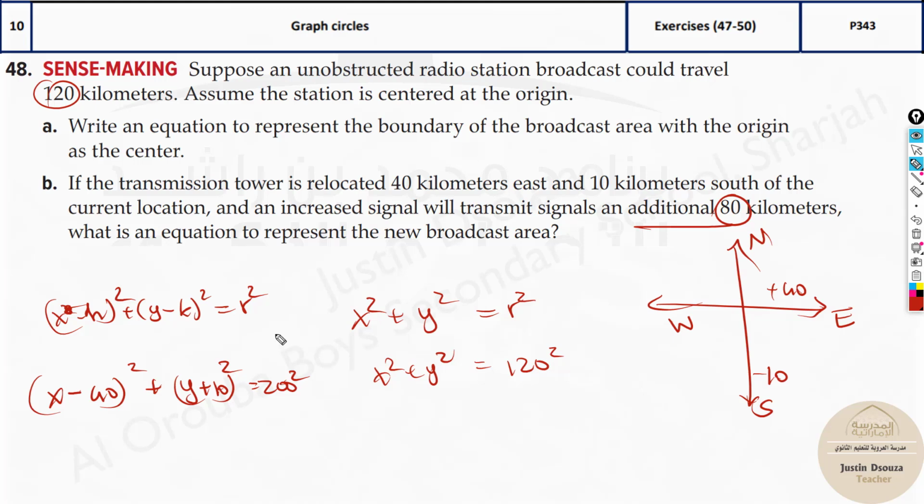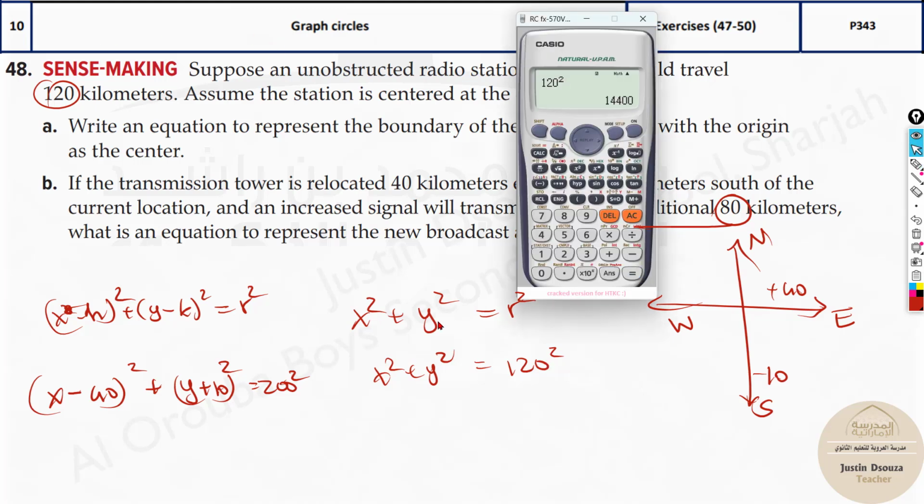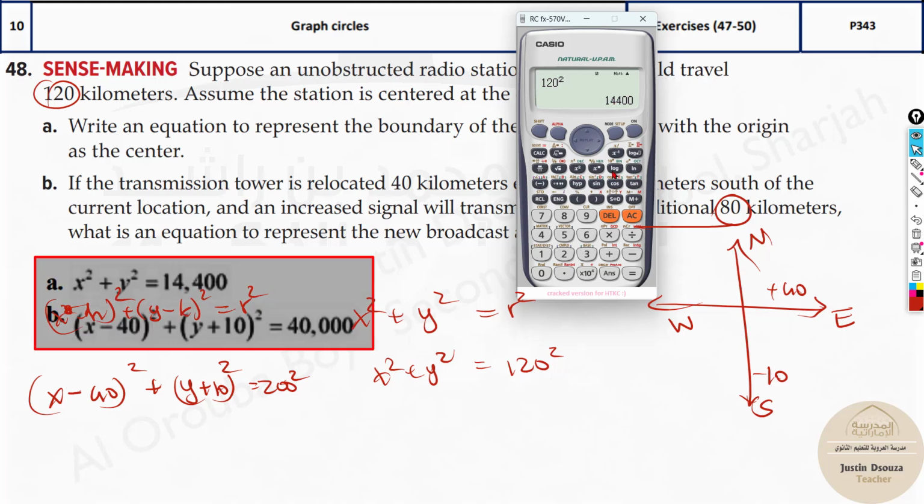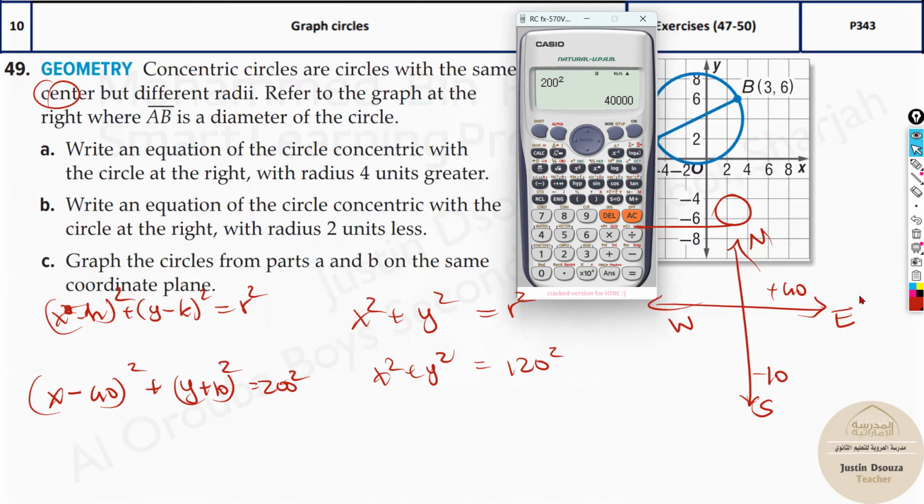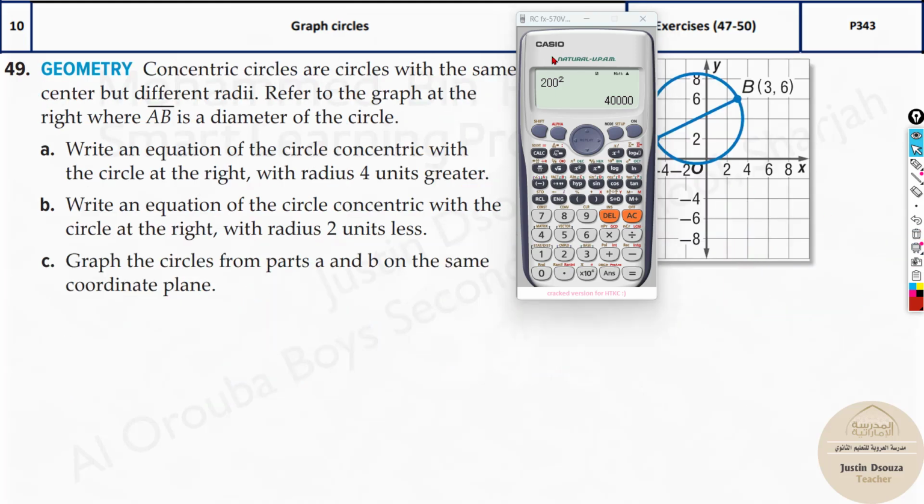So let's put this in the calculator. The first one over here is 14,400. You can see that's the answer. For the next one, all you have to do is 200 squared, and that is 40,000. And the remaining thing is all right. Very easy one. Circles are generally very easy.